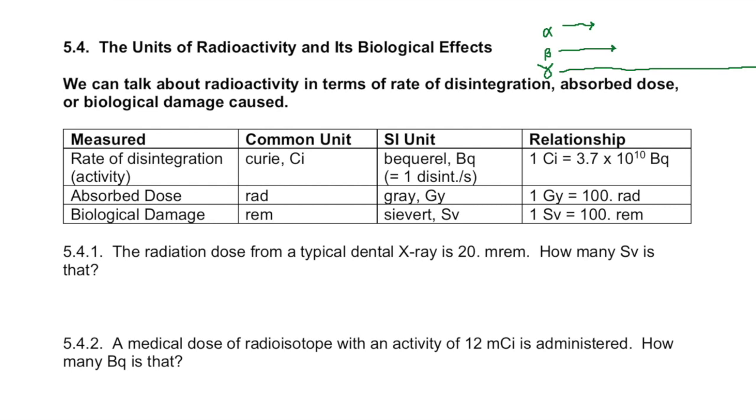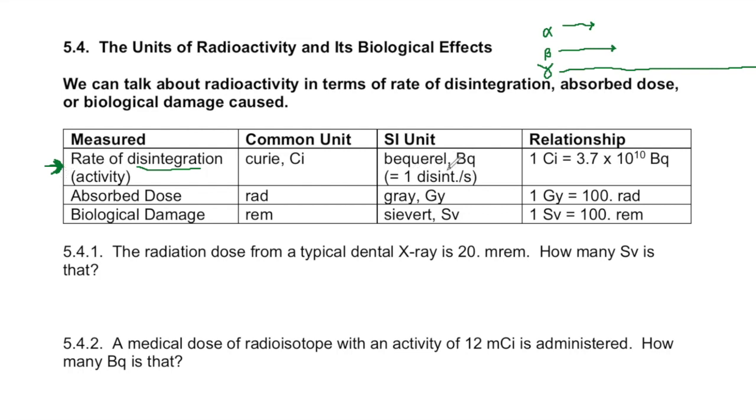Let's look a little bit at how we can measure radioactivity. There's a few different ways to look at it. We can look at it more from the point of view of the sample itself. How many atoms are disintegrating per second? That does not relate the activity to the effect on people at all. Just the atom itself, how fast is it disintegrating?